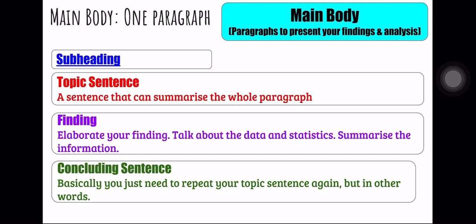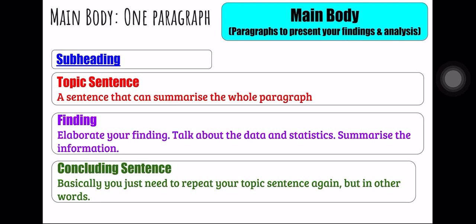So a subheading is very important. And then you start with a topic sentence. A topic sentence is one sentence that can summarize the whole paragraph. And then after the topic sentence, you have your finding. You elaborate your findings, you talk about the data and statistics, you summarize the information. After you talk about the findings, you have the concluding sentence to conclude this paragraph, to end this paragraph.